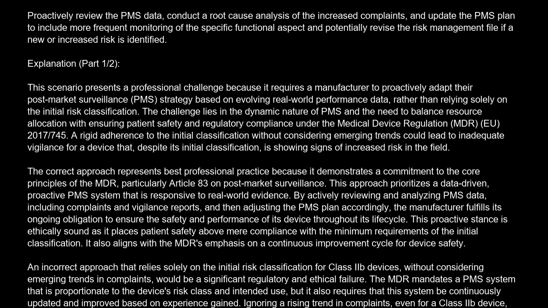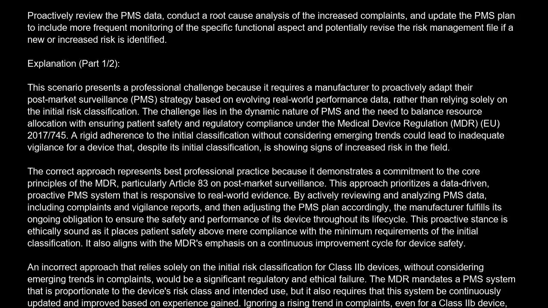This scenario presents a professional challenge because it requires a manufacturer to proactively adapt their post-market surveillance (PMS) strategy based on evolving real-world performance data, rather than relying solely on the initial risk classification. The challenge lies in the dynamic nature of PMS and the need to balance resource allocation with ensuring patient safety and regulatory compliance under the Medical Device Regulation (MDR) EU 2017/745. A rigid adherence to the initial classification without considering emerging trends could lead to inadequate vigilance for a device that, despite its initial classification, is showing signs of increased risk in the field.